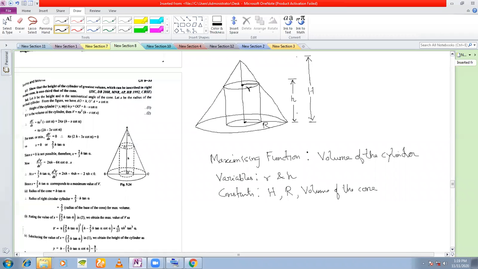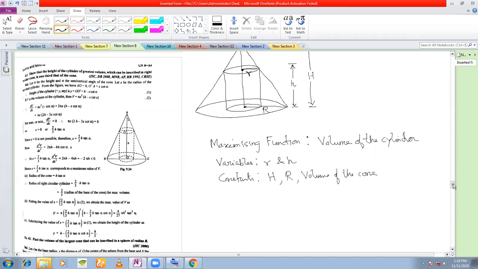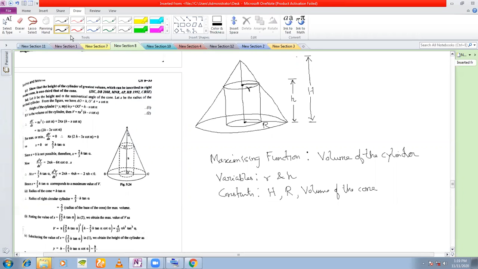This part you agree with? Okay. Now that you agree with this part, look at these two triangles. In the book they have done it in a very complicated way.